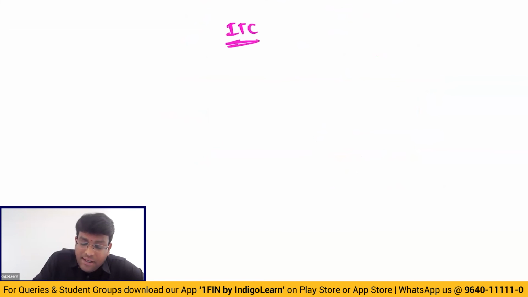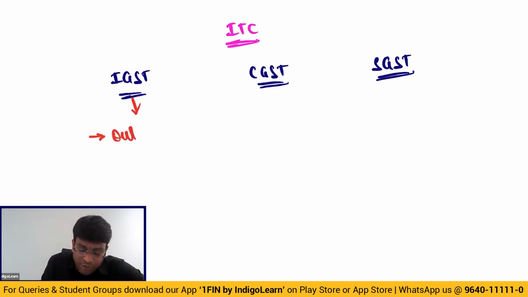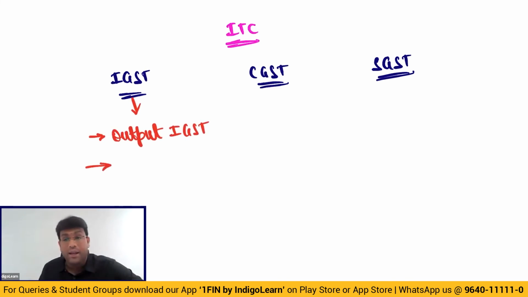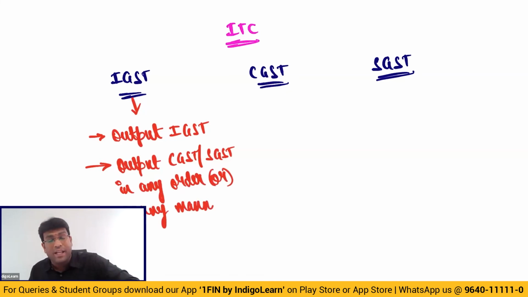Exactly. So now, first let us understand how we set off this input tax credit. We have got input IGST, input CGST, input SGST. Input IGST is to be first used for output IGST. Then to be used for output CGST or SGST, in any order or any manner. When I say any order, that means you can use it for CGST first, SGST next, or SGST first, CGST next. Any manner means you are using half, or 60-40, 80-20. Any manner you can use it.